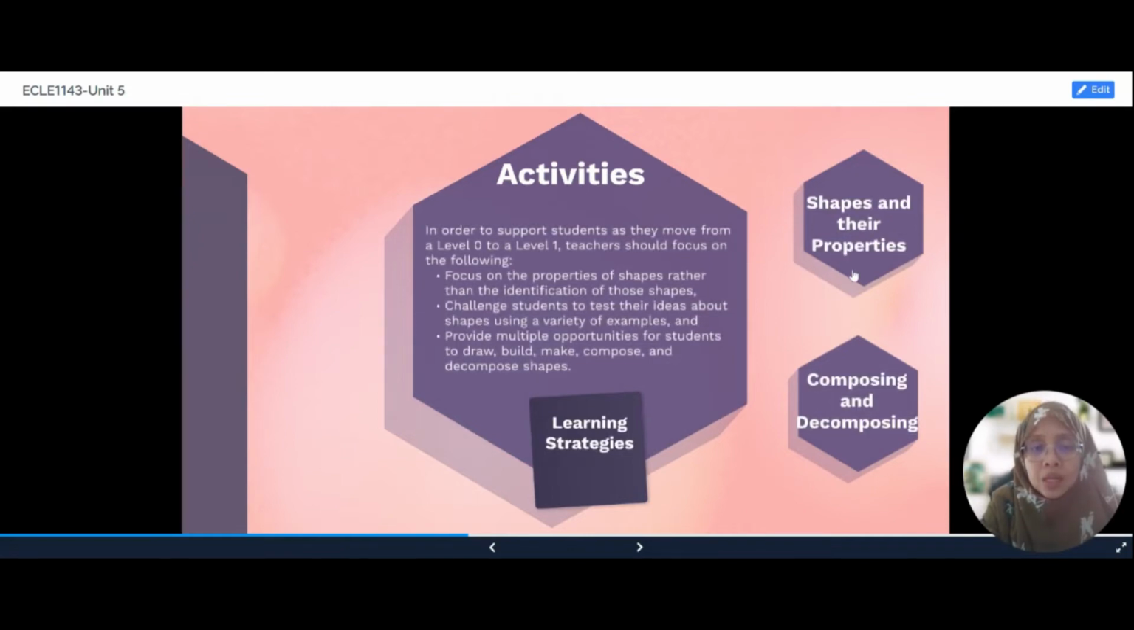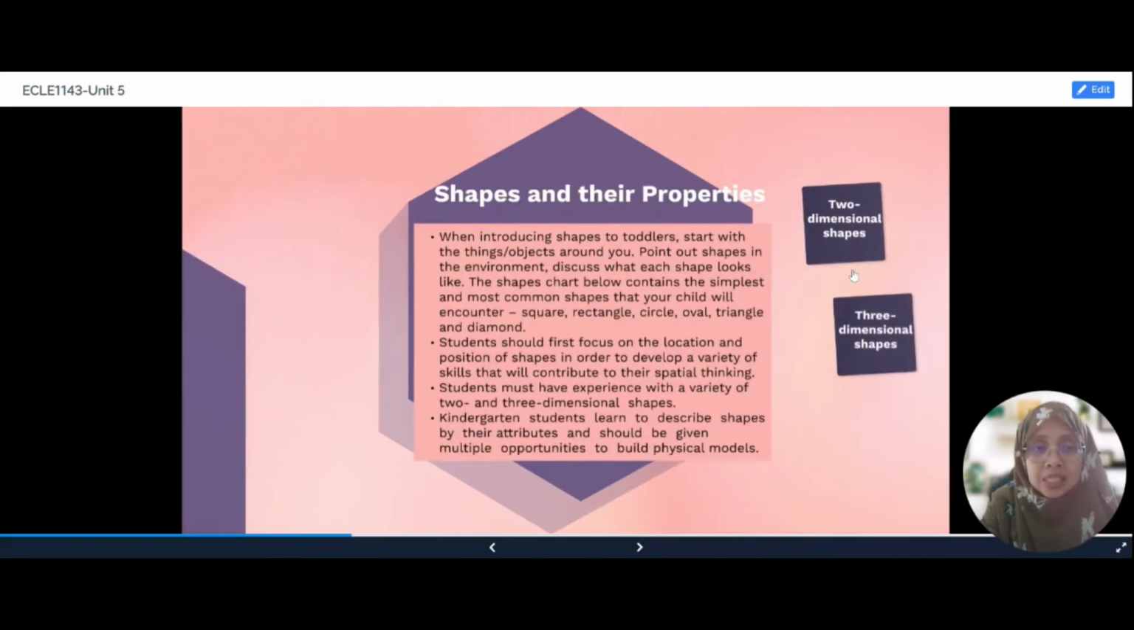Right. First of all, we need them to understand shapes and their properties, ciri-ciri dia. Okay, and when we teach shapes to children, it must start with the simplest or most common shape that children will encounter. For example, apa yang dia nampak di sekeliling dia selalunya bentuk square, rectangle, circle, oval, triangle and diamond. So this is a common order for us to teach shapes to children.